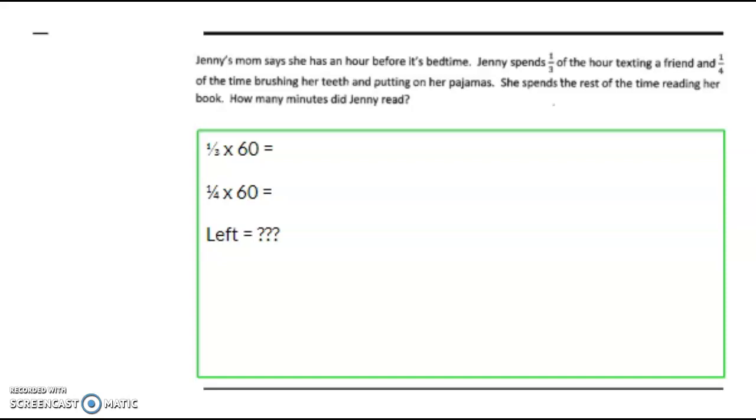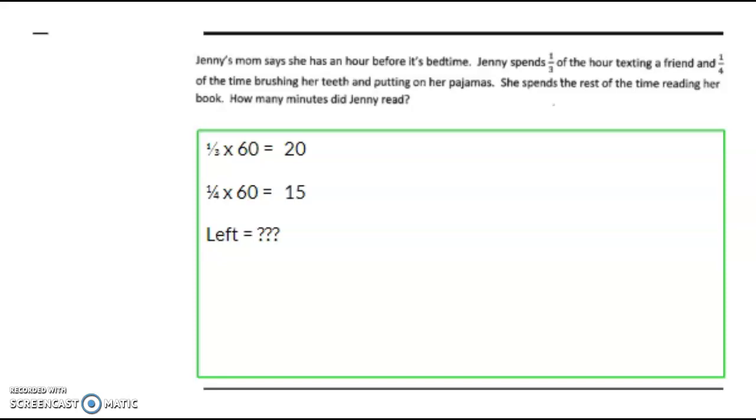Now I know I didn't give you enough time, so if you need more time, go ahead and press pause. 1/3 of 60 is going to be 20, so we're talking about 20 minutes of this. The next one is going to be 1/4 of 60, so go ahead and work on that. Okay, so I know I didn't give you enough time, but that's okay, you're going to press pause. 1/4 times 60 is going to give us 15.